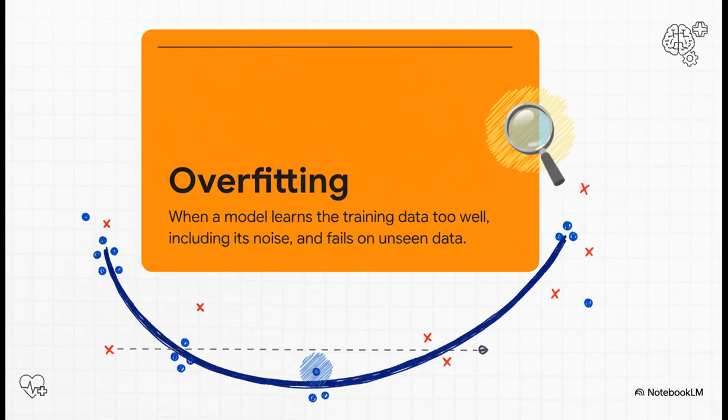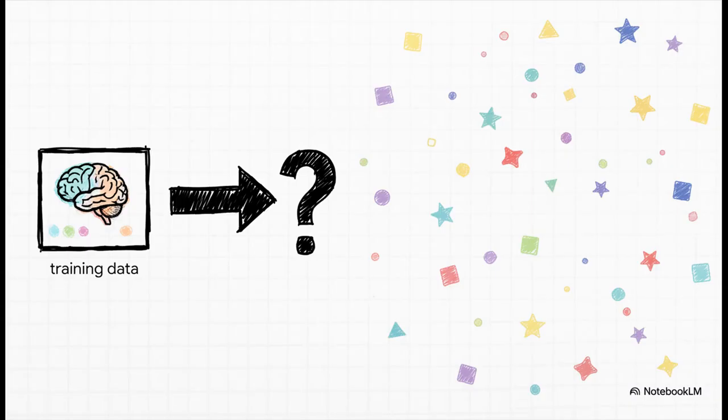It's like a student who crams for a test by just memorizing the exact questions and answers. They might ace that one test, but the second you give them a new test on the same topic, they completely fail. Why? Because they never learned the actual concepts. Our model can do the same thing. It memorizes the data instead of learning the patterns. So obviously, we need to guard against that.